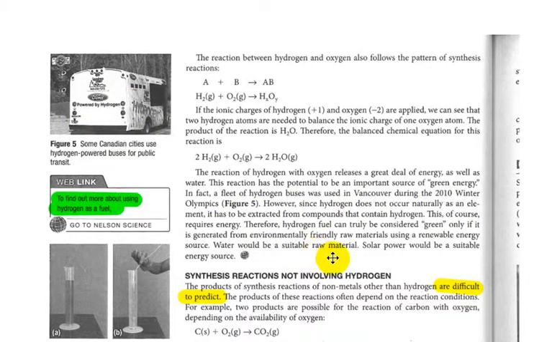However, since hydrogen does not occur naturally as an element, it has to be extracted from compounds that contain hydrogen. This, of course, requires energy. Therefore, hydrogen fuel can be considered green only if it is generated from environmentally friendly raw materials, using renewable energy sources. Water would be a suitable raw material, solar power would be another suitable power.